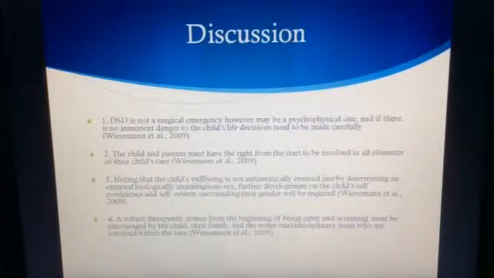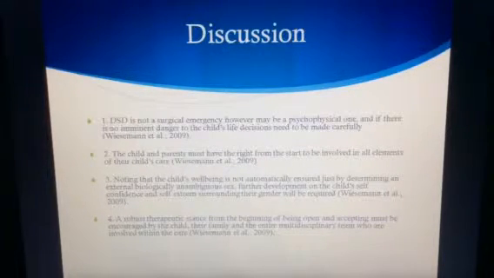The discussion. The summary of DSD and intersex issues are outlined by Weissman 2009 and are as follows. Point 1. DSD is not a surgical emergency, however it may be more psychosocial. If there is no immediate danger to the child's life, decisions need to be made carefully.